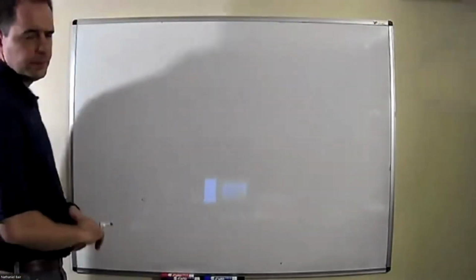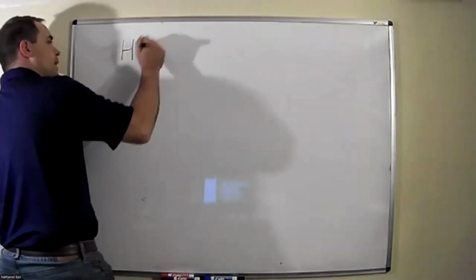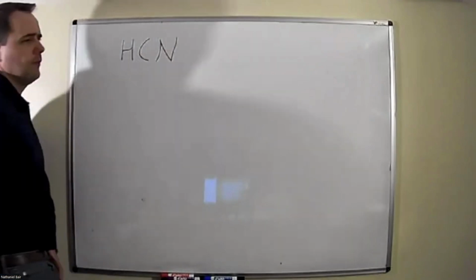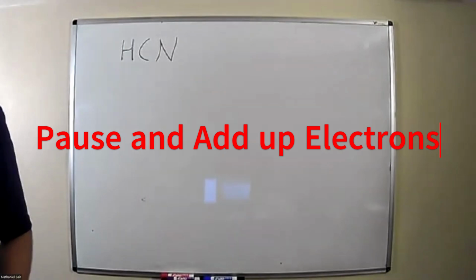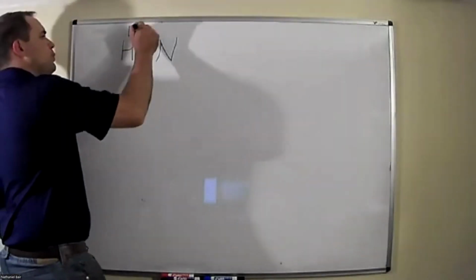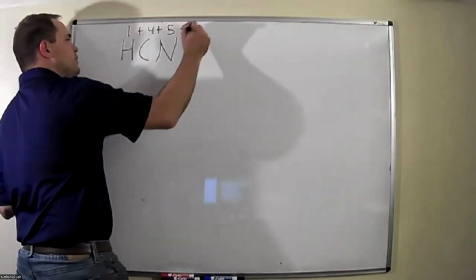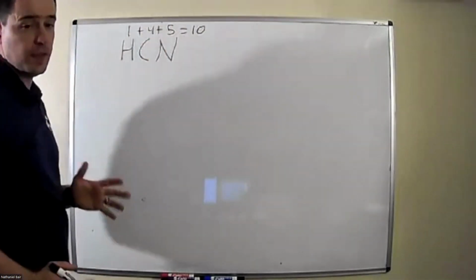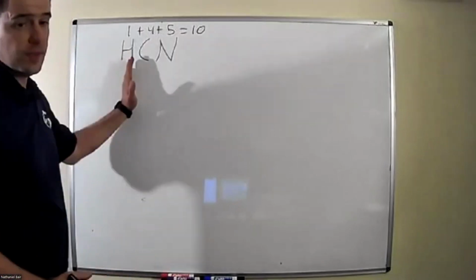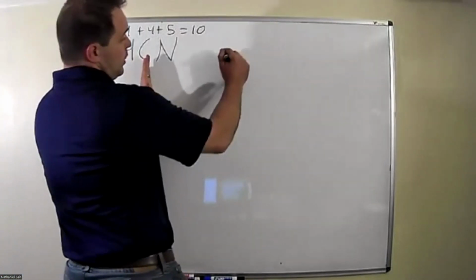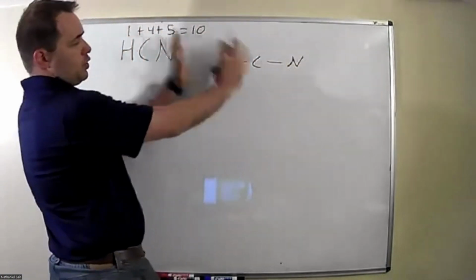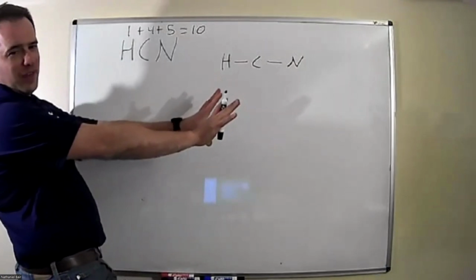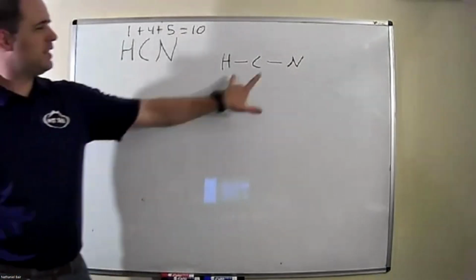All right. Let's do HCN. First thing, add up the electrons. Go ahead. And then we'll talk about connectivity. All right. So we got 1 plus 4 plus 5. You should have 10 electrons. Now, how do you put this together? Hydrogen cannot be a central atom. So we skip it. Carbon's going to be in the middle. With that, I want you to try. Can you put it together right? Give it a shot. That's the connectivity.